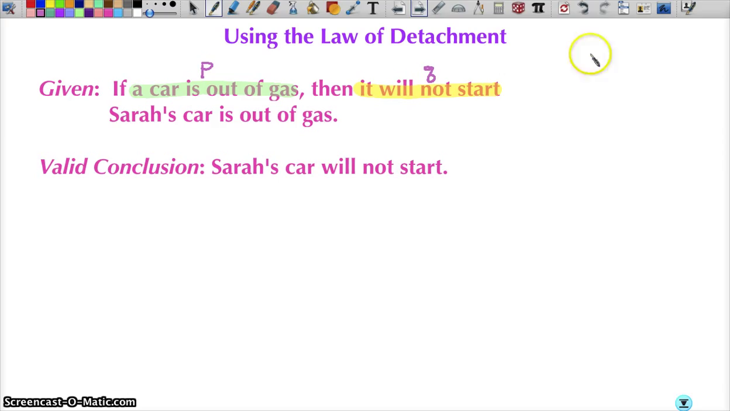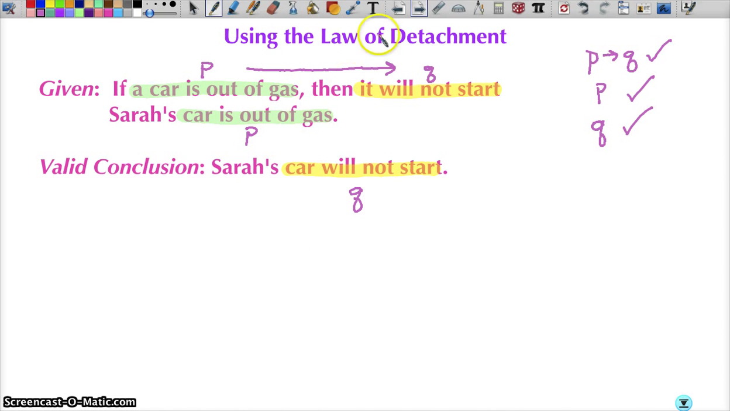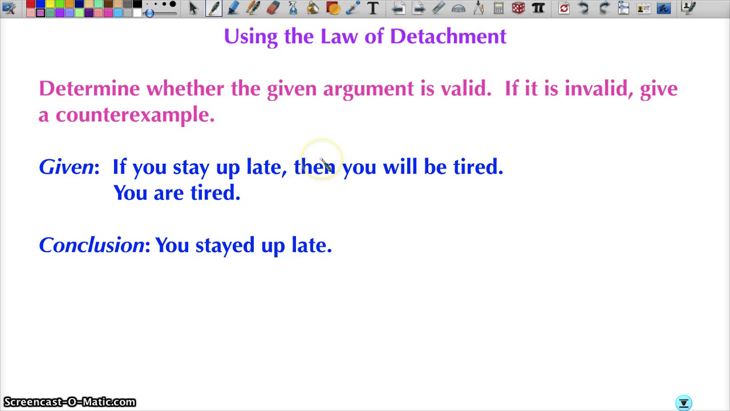So remember, the law of detachment was P implies Q, P, and then Q. And you'll notice now that this, Sarah's car is out of gas, matches P. So it's literally pulling the statement apart. So this one is P implies Q. This is P, which means in order for this to be a valid argument, this would have to be Q, and it is. The car will not start, so here's Q. So check, check, check. It all works for this law of detachment. Now what I'm going to do is use this and determine whether this is a valid argument, and if it's not, then we're going to give a counterexample.